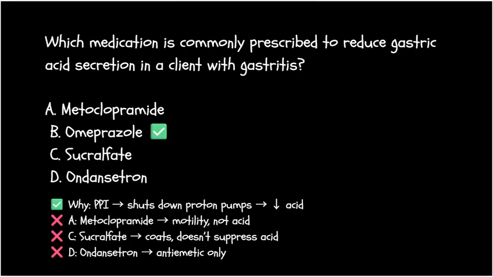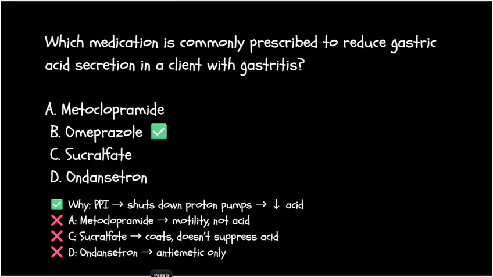It usually will be shutting down the production of acid in the stomach, so it lowers a lot the amount of acid in the stomach. Why not metoclopramide? Because metoclopramide is more for motility, not for control of the acidity. Sucralfate is more for coating the stomach. It doesn't actually suppress the acid. And ondansetron is an antiemetic-only medication.